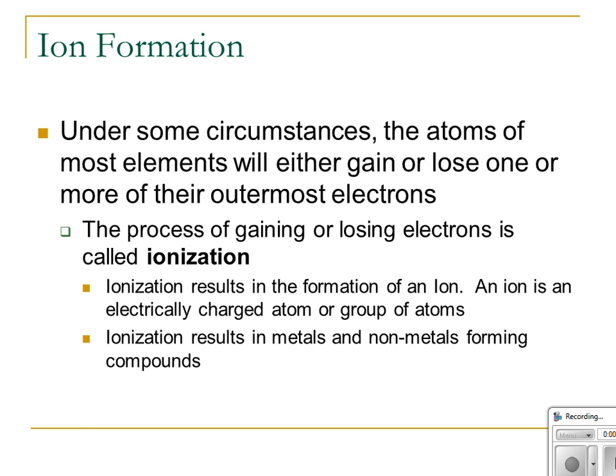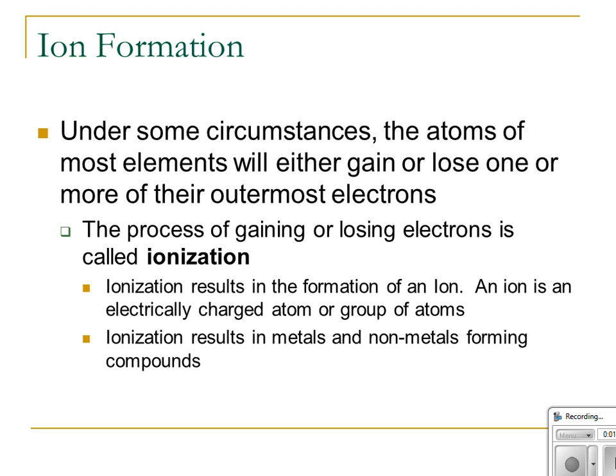Ionization results in the formation of an ion, and an ion is an electrically charged atom or group of atoms. So when you look in the little top right-hand corner of the periodic table that comes with your textbook, you see those charges. Well, that's what we're talking about there. When we have an actual charge, we're dealing with the ion form of that element. When you have no charge, you're dealing with the atom form of that element.